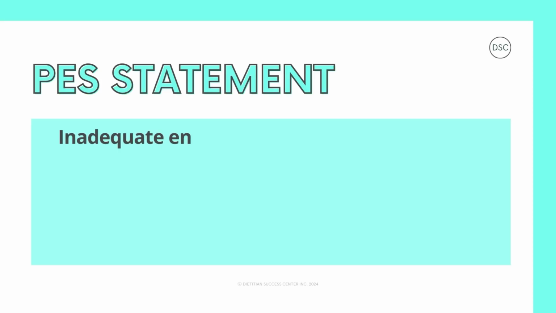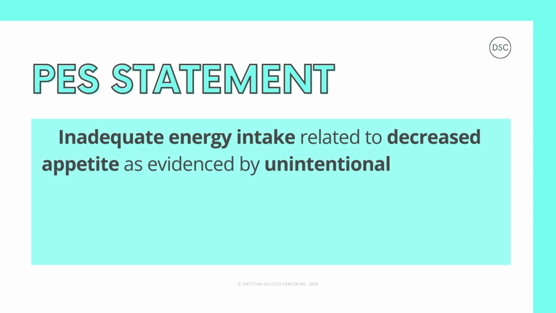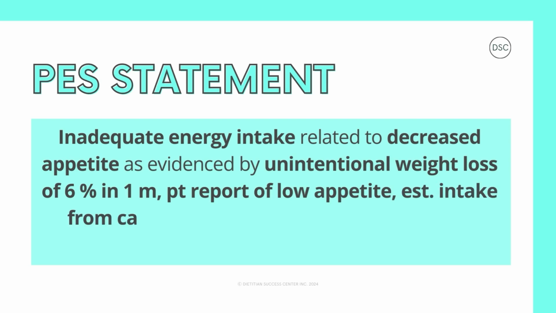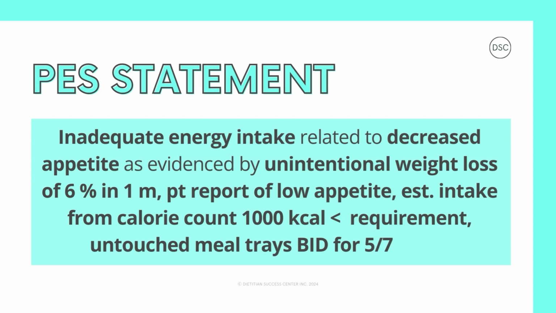So, our final PES statement is inadequate energy intake related to decreased appetite, as evidenced by unintentional weight loss of 6% in 1 month, patient report of low appetite, estimated energy intake from calorie count 1,000 kilocalories less than estimated requirement, and observation of untouched meal trays for 2 meals per day for 5 out of 7 days. And we did add a few medical abbreviations in here just to keep it a bit shorter.